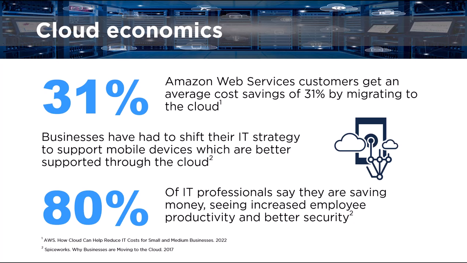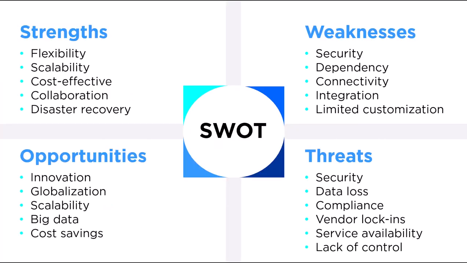And what's the biggest difference with cloud computing when it comes to the cost model? It's because it shifts from a capital expense to an operational expense. When you shift to an operational expense, you do see cost savings. 31% of Amazon Web Services customers see an average of 31% of savings when they migrate to the cloud. And it's become a business necessity because businesses have seen that many of the devices that log onto the network are mobile devices, which are better suited for cloud connectivity. And 80% of IT professionals say that they are saving money, seeing increased employee productivity and better security by using cloud products and services.